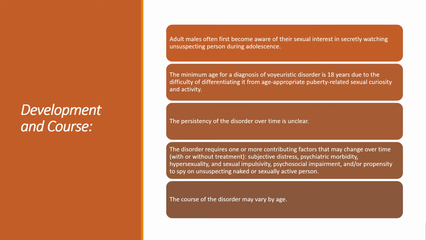Third, the persistency of the disorder over time is unclear, as are the intensity and the behaviors that are acted upon. The disorder requires one or more contributing factors that may change over time with or without treatment, which include subjective distress, psychiatric morbidity, hypersexuality and sexual impulsivity, psychosocial impairment, and/or propensity to spy on unsuspecting naked or sexually active persons. And then the course of the disorder may vary by age.